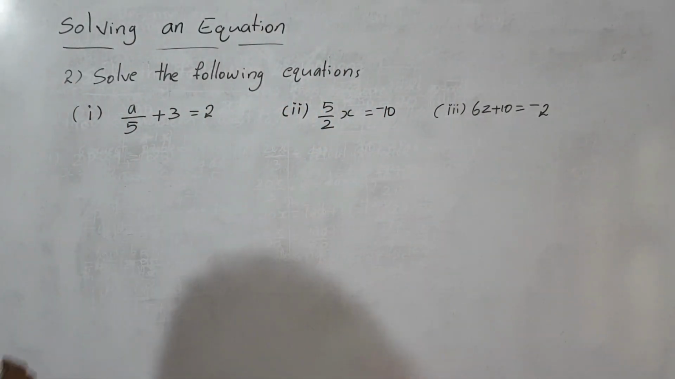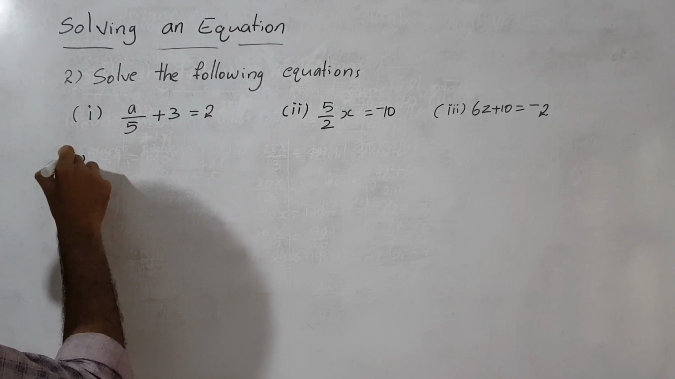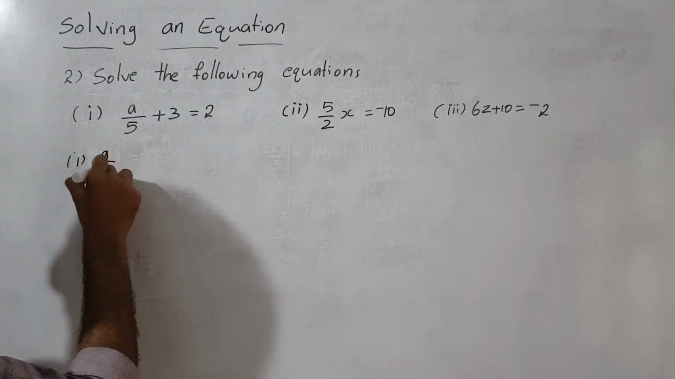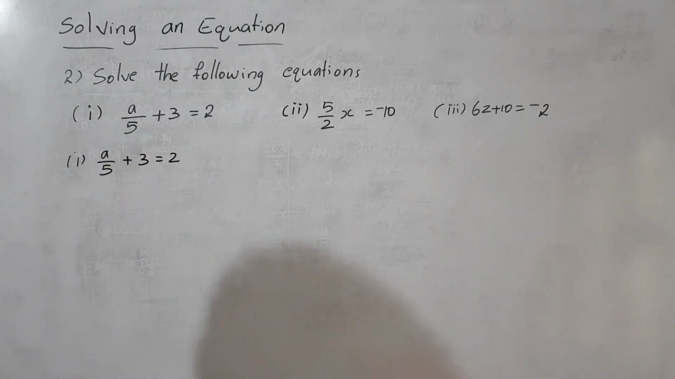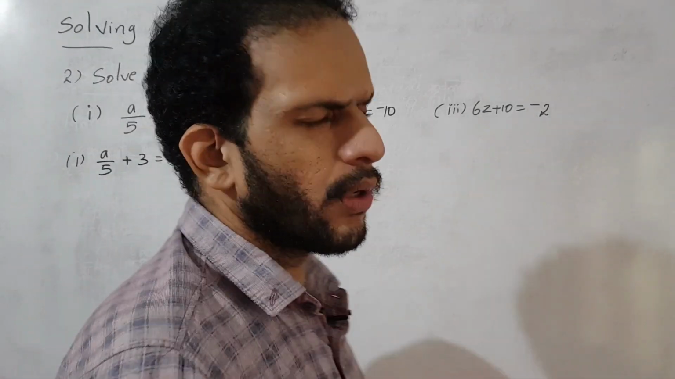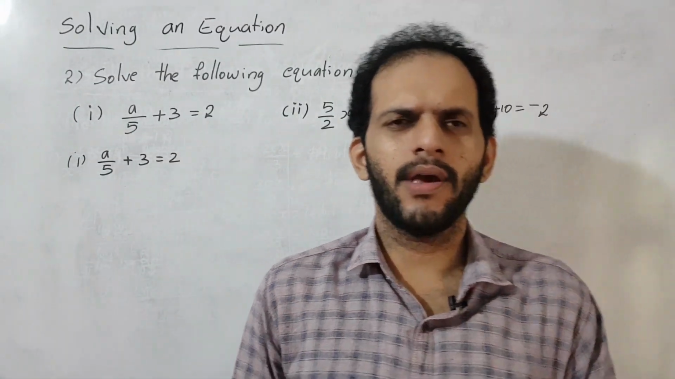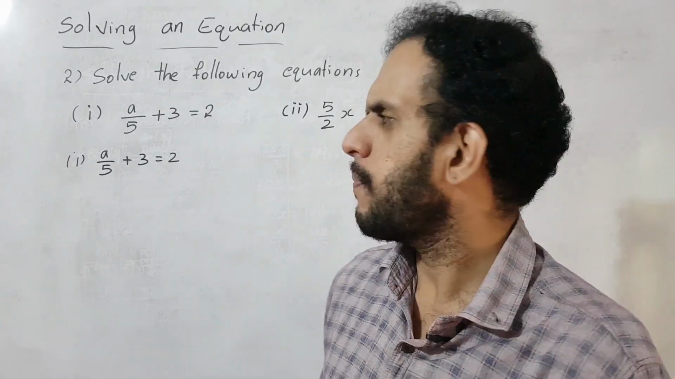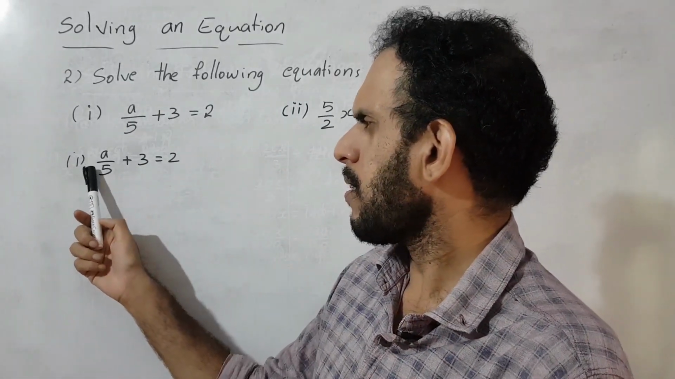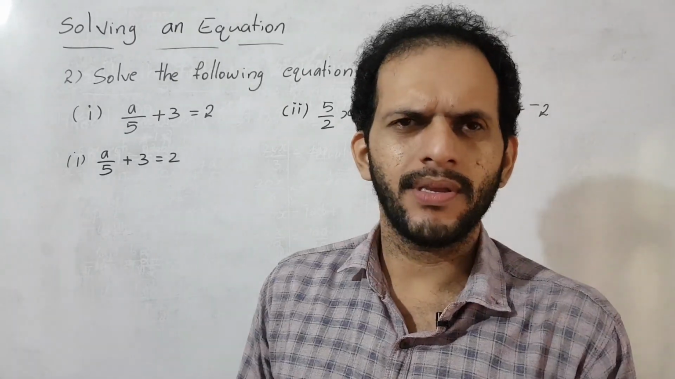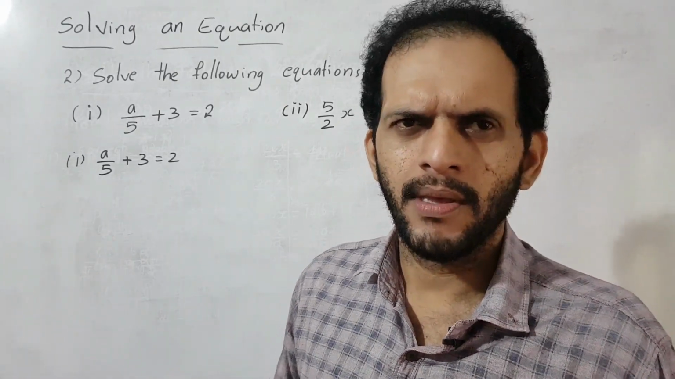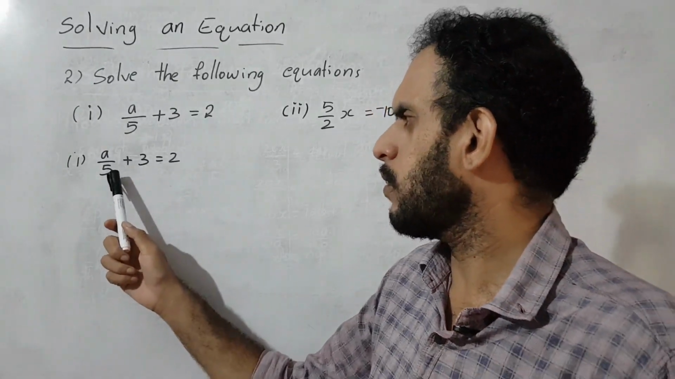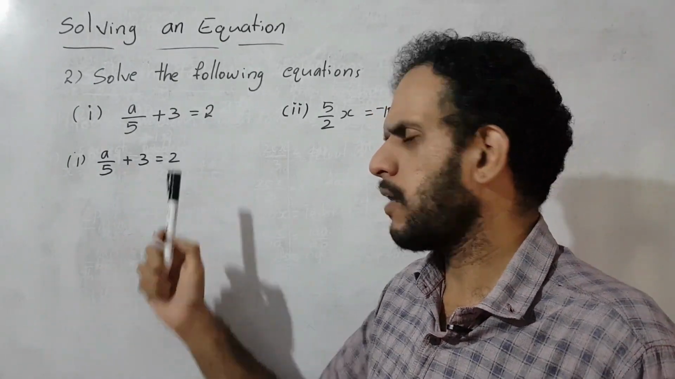The question 1. First, what is the question? a by 5 plus 3 is equal to 2. a by 5 plus 3 is equal to 2. Then first, as before, we check where the variable is. The variable is on the LHS, correct? So we check for any term not containing the variable. Yes, we have a term not containing the variable, that one is 3, അല്ലേ?